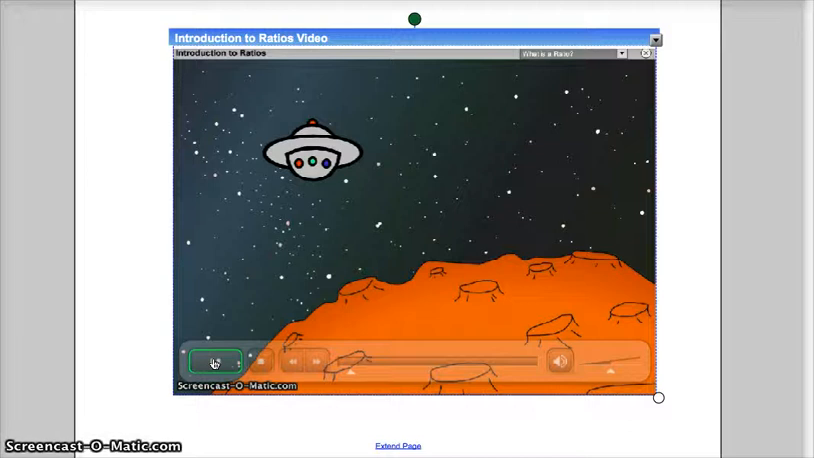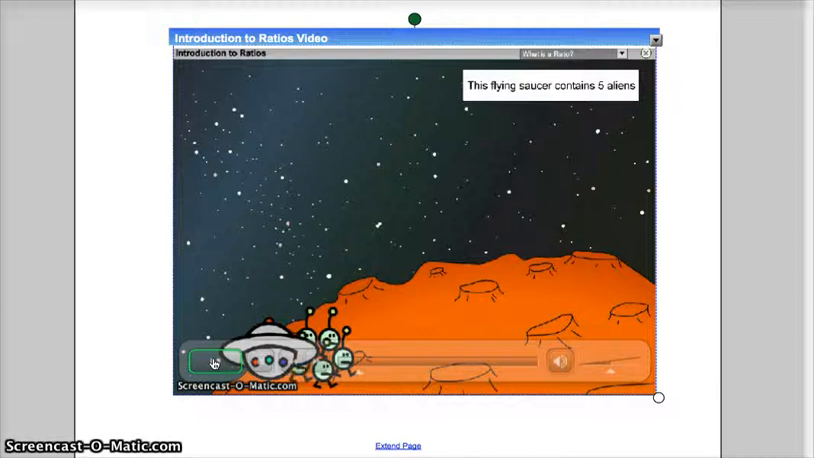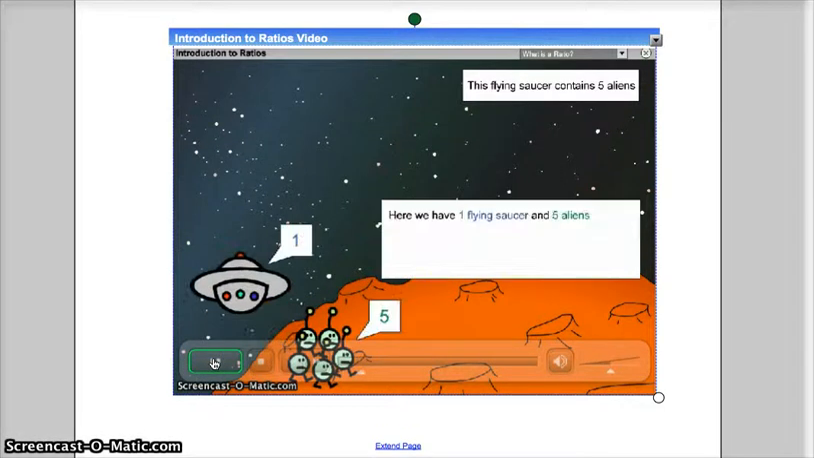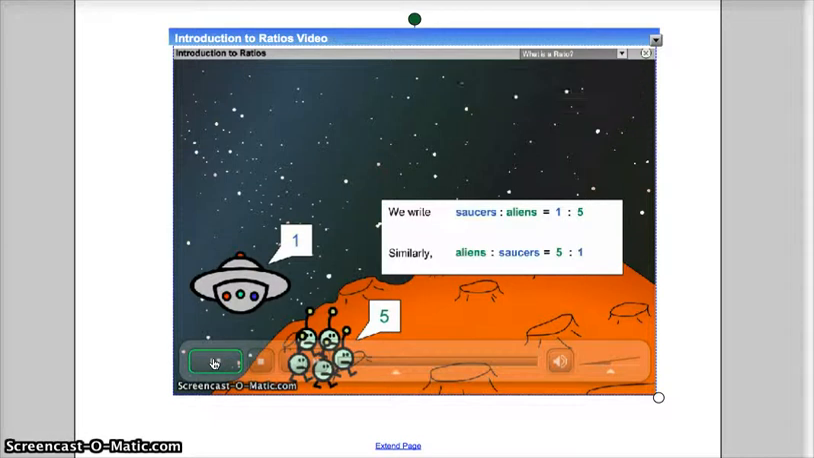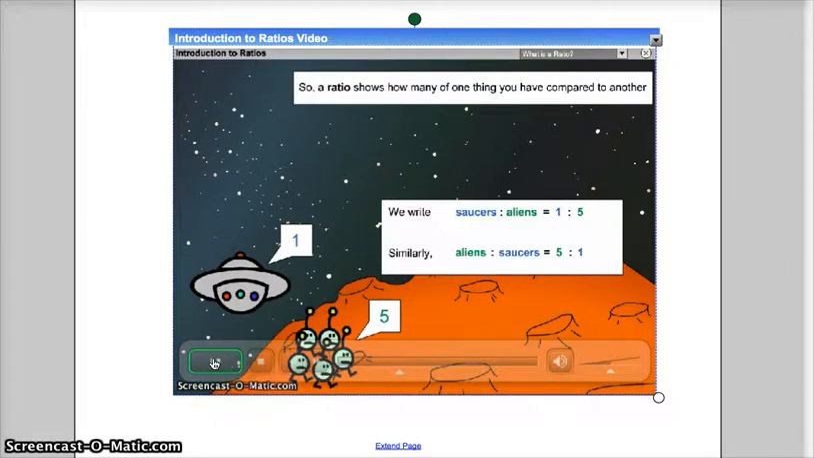Let's see. A flying saucer full of aliens has landed on Mars. 5 aliens have disembarked from it. Here, we see one flying saucer and 5 aliens. We say that the ratio of flying saucers to aliens is 1 to 5. This is how we write the ratio. Saucers to aliens equals 1 to 5. On the other hand, the ratio of aliens to saucers is 5 to 1. So, a ratio shows how many of one thing you have compared to another.